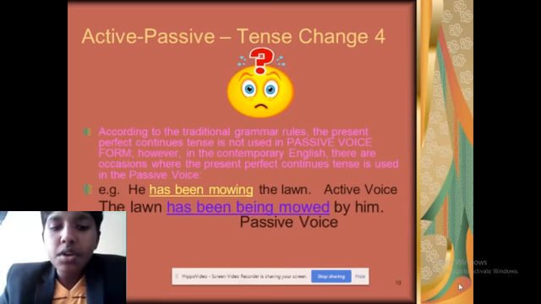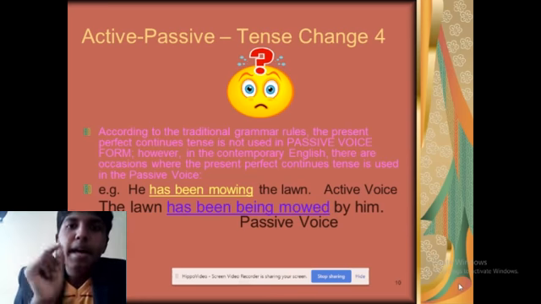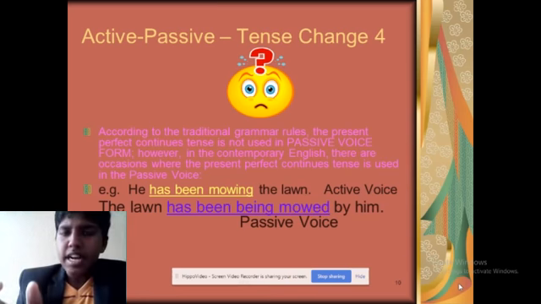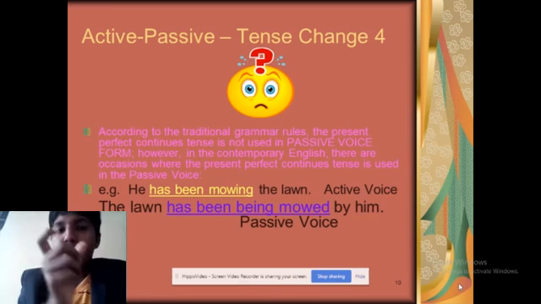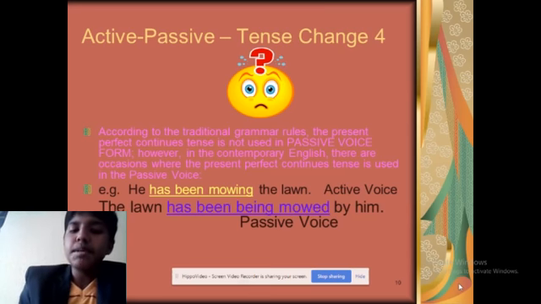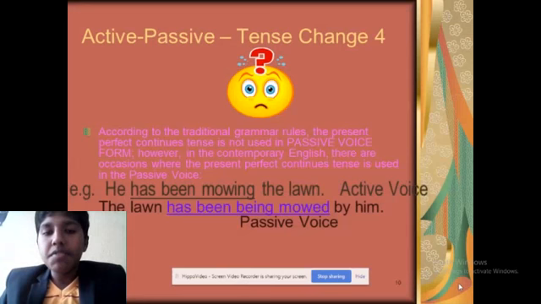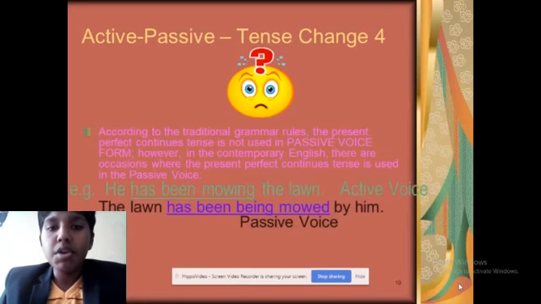And you might ask the question, why are we using two verbs here, been and being? Because this is present perfect, and perfect means we should use been, and continuous means we should use being. So present perfect continuous: present perfect been, continuous being, mowed. So this is a simple thing we can remember. The lawn has been being mowed by him means present perfect continuous tense in the passive voice. So friends, this is the end of this, and now I will explain more in my future videos.